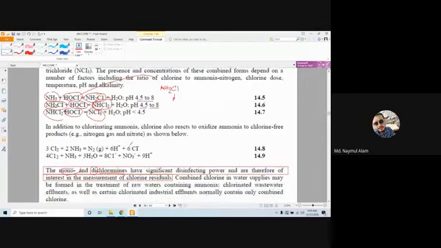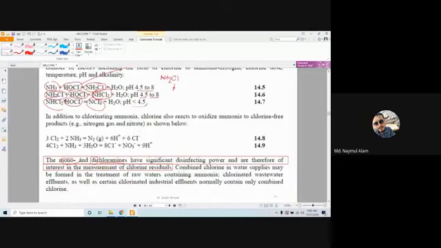So this is called trichloramine, and it happens less when the pH is less than 4.5. Now, in addition to chlorinating the ammonia, which is called chlorination of ammonia, chlorine also reacts to oxidize ammonia to chlorine-free products. Ammonia can react with the chlorine in the water to give you nitrogen and other products, or nitrate and other products.